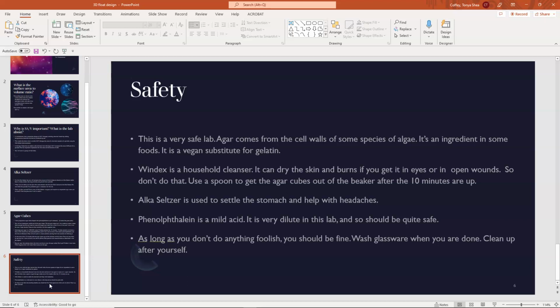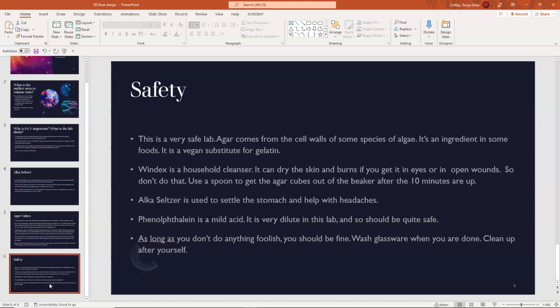So agar comes from the cell walls of some types of algae. It's an ingredient in some foods, and it's also a vegan substitute for gelatin. That doesn't mean that the agar sheet that I have prepared should be consumed in any way, shape, or form, because I've added phenolphthalein to it, which is a mild acid and isn't edible. So don't eat the agar to see what it tastes like.